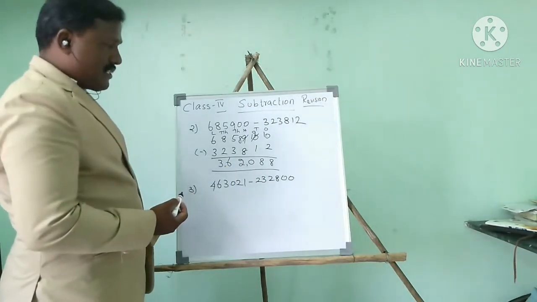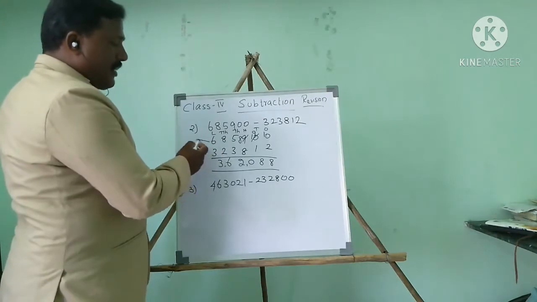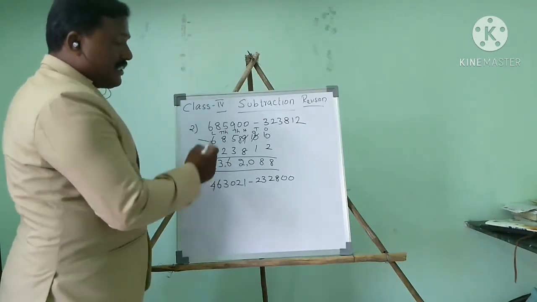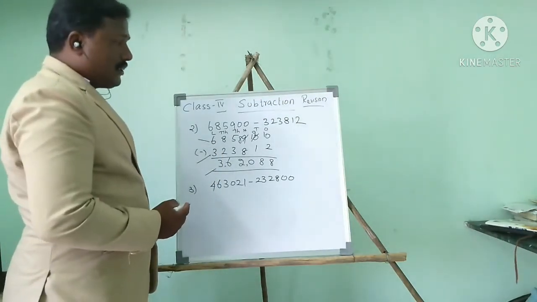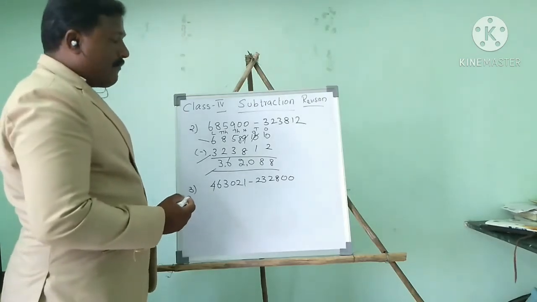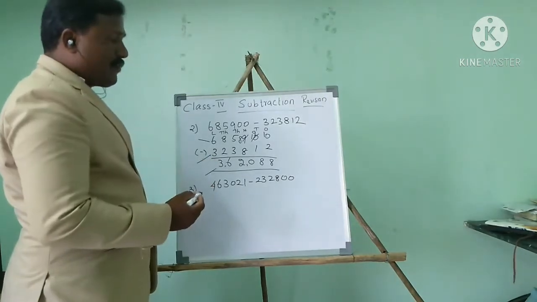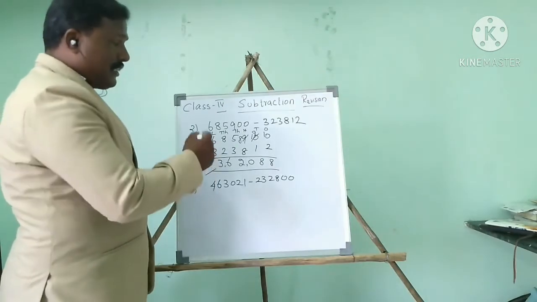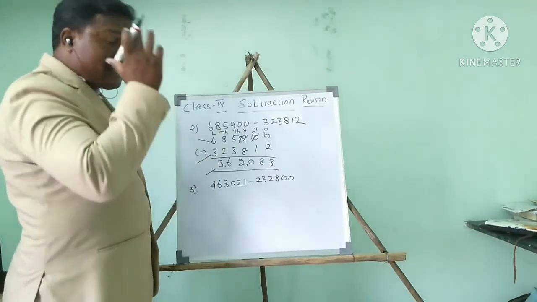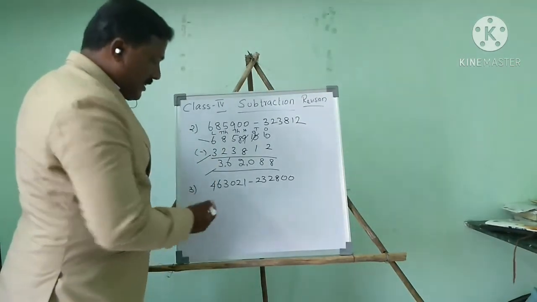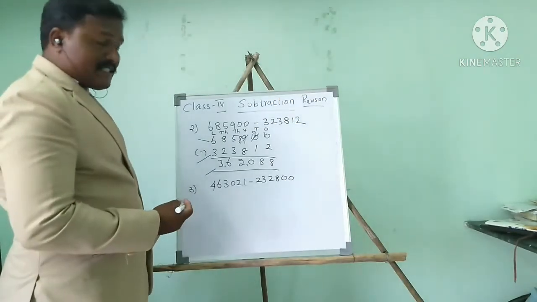3,62,088 is the difference. So it's a minuend, it's a subtrahend, this is the difference. Okay, so you read carefully. When you do the subtraction sum, you have to identify all the numbers: which is the minuend, which is the subtrahend, which is the difference. Let me take another example.